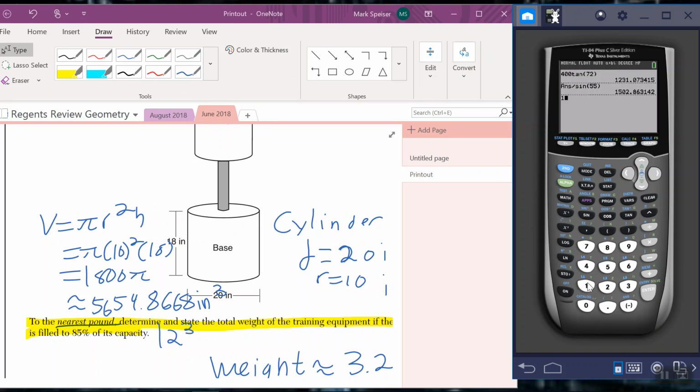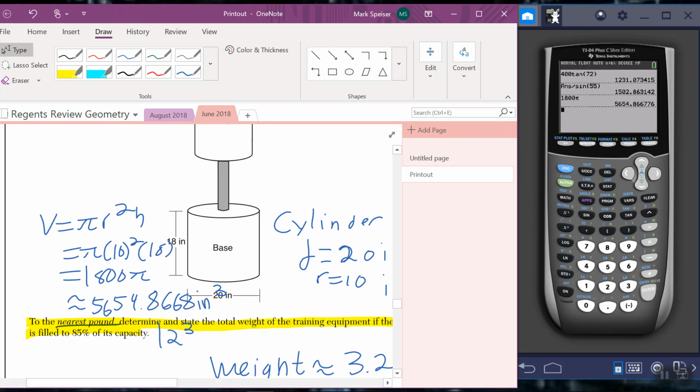So 1800 times pi, second caret or exponent symbol, gives us 5,654.8667, rounded to the ten thousandths, cubic inches. Now, we need to continue this problem.